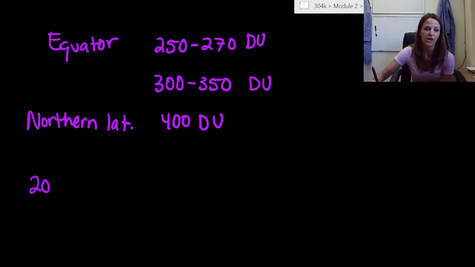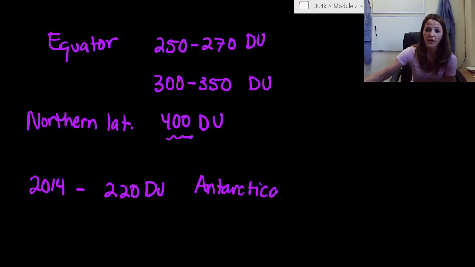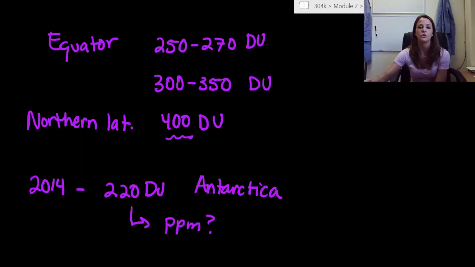So in 2014, they had a measurement of 220 Dobson units, so not even close to 400, in Antarctica. And what I want you to do right now is to just convert 220 Dobson units to a ppm measurement. So what is 220 Dobson units in parts per million? Go. All right, did we get an answer?